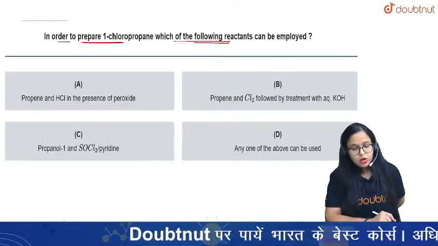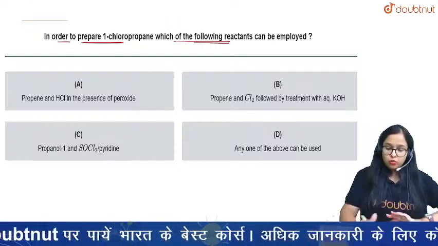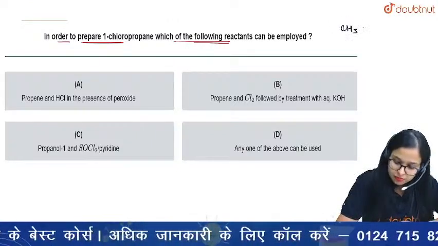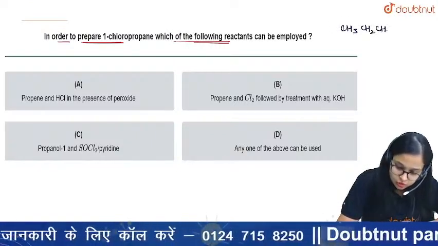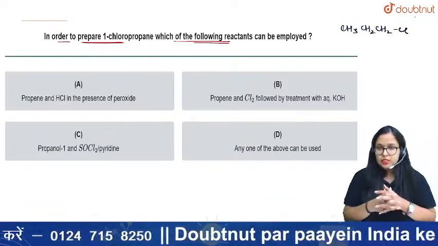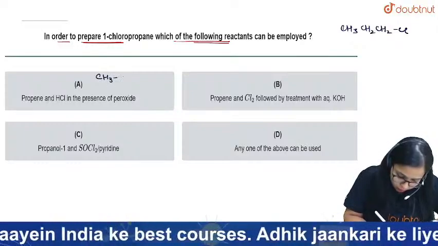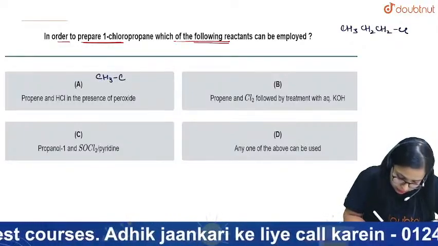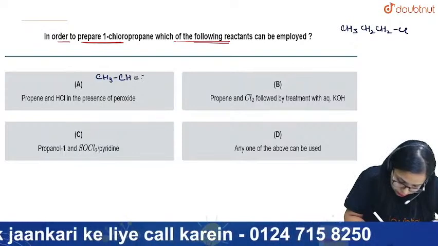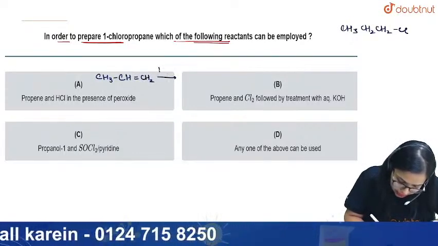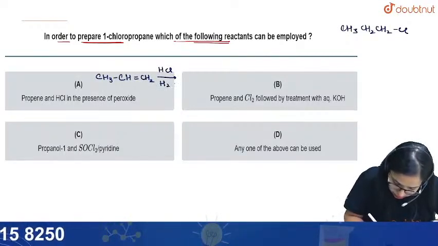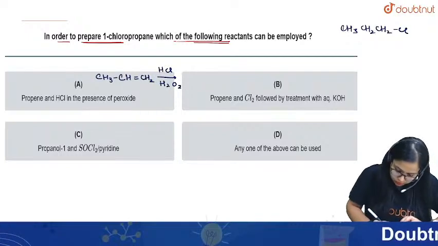Okay, so we have to prepare 1-chloropropane. That is, our aim is to prepare CH3CH2CH2Cl from all ABCD options. So let's see what happens if you add HCl to propene in presence of peroxide. This is propene, and you are adding HCl in presence of peroxide. Which is going to be the major product?